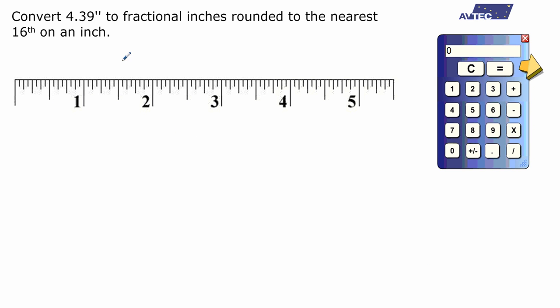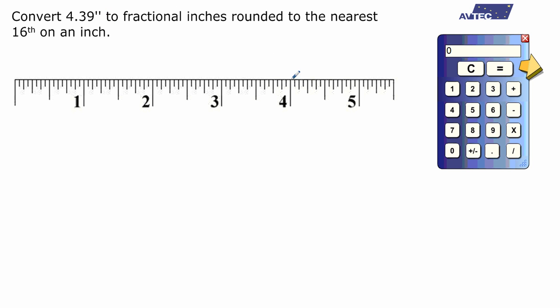Alright, in this video I'm going to show you how to change decimal inches into fractional inches. In this case we're going to change 4 39/100 inches into fractional inches, rounded to the nearest 16th. We're going to do that so we can measure this dimension on a tape measure. So right now this is 4 39/100 inches.